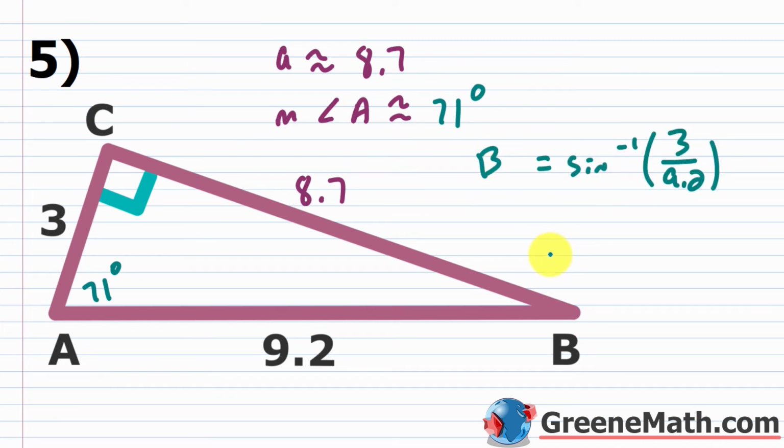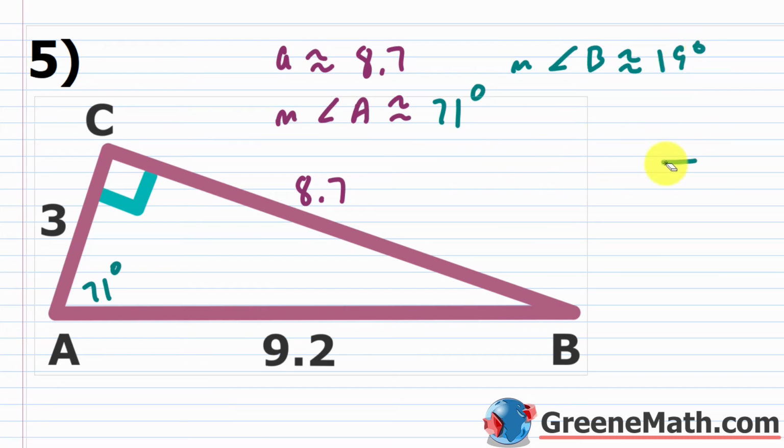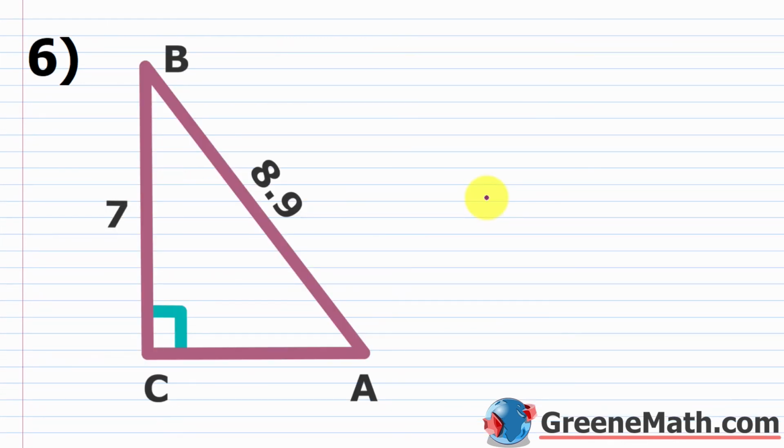So key this into the calculator, and I'll say that the measure of angle B is approximately 19 degrees. So let me get rid of this, and let's put 19 degrees here. And again, 19 degrees plus 71 degrees would give you 90 degrees, so this is good to go. Okay, let's take a look at problem number 6 now.